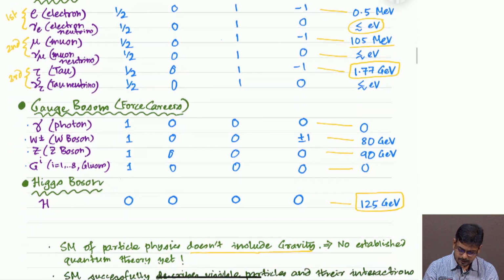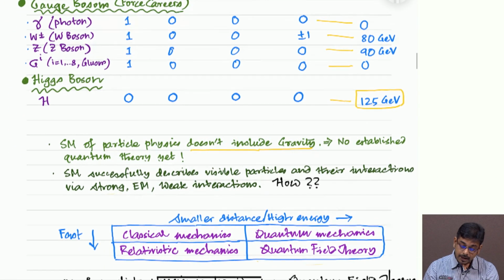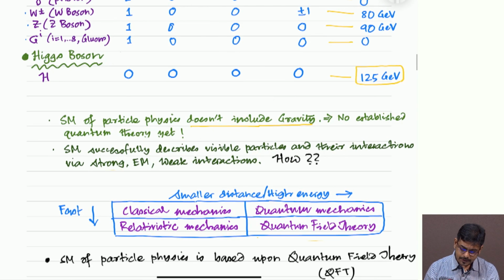So that is why neutrinos are very elusive particles, and we are going to spend some time with these particles also. But the bottom line is as follows, that the standard model successfully describes the visible particles and their interactions via strong, electromagnetic and weak interaction. The question is essentially how do they do so, and this is the point that we are going to deliberate upon in this particular course, right.